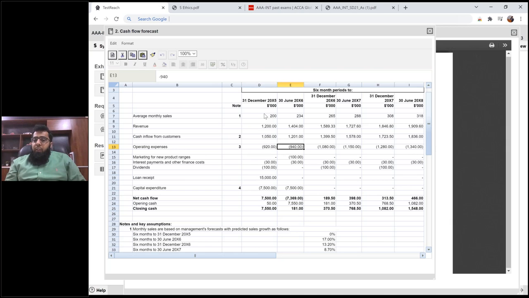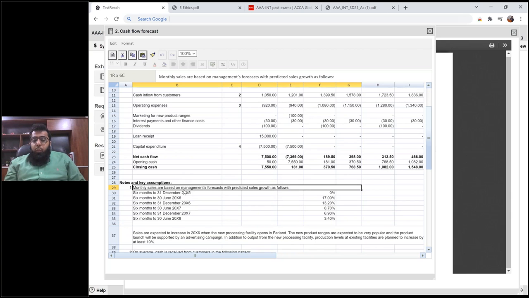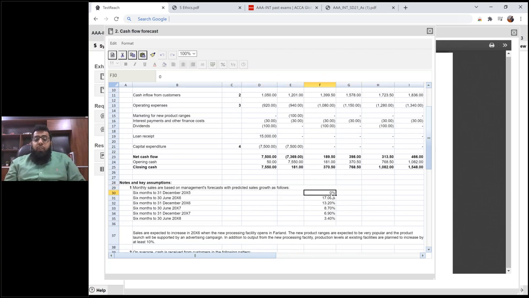Now there are marketing for new product ranges, interest payment which is constant, dividends, loan receipt of 15 million. He will spend 7.5 million and 7.5 million. And then he made the net cash flow statement. Okay. Notes and key assumptions. Monthly sales are based on management forecast with predicted sales growth as follows. In December 2005, there will be 0% growth. In June 2006, there will be 17% growth, then 13.2% growth, then 8.7, 6.9, and 3.4%.